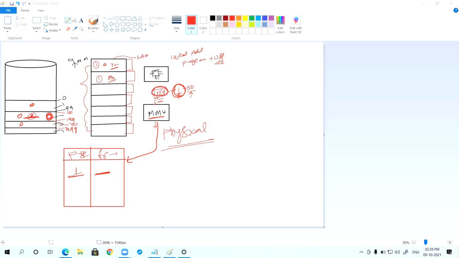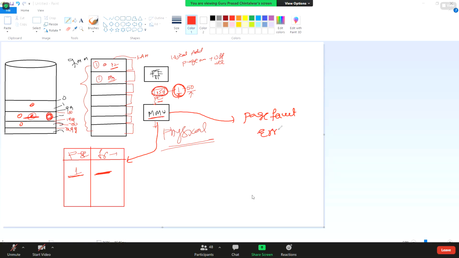If the first page is not available in any one of the frames, a page fault occurs internally through the MMU. Again, if the required page is not available in any one of the frames, what happens? A page fault error comes, an interrupt comes.